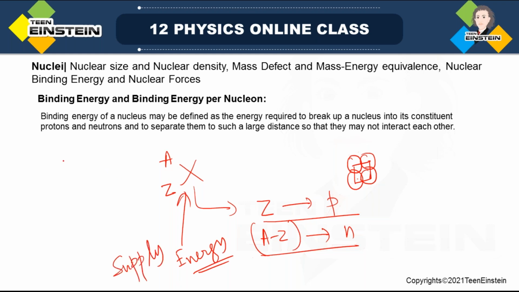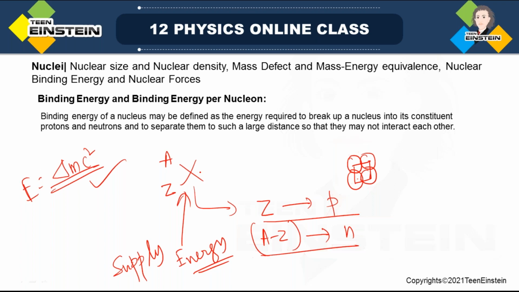Why? Because we have seen that mass defect into c square, this much energy is actually holding the neutrons and protons together in a very, very tiny space. This is called binding energy, and this is how we will calculate it: mass defect into c square. So what is binding energy? The energy required to break a nucleus into its constituent elements and separate them from each other by such a large distance that they no longer interact. That is called binding energy.